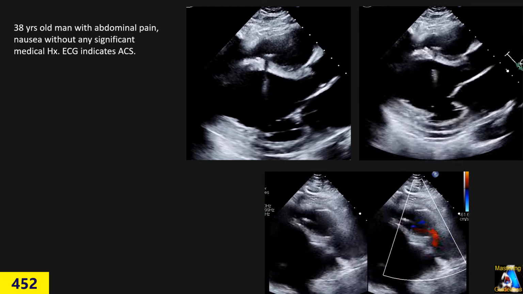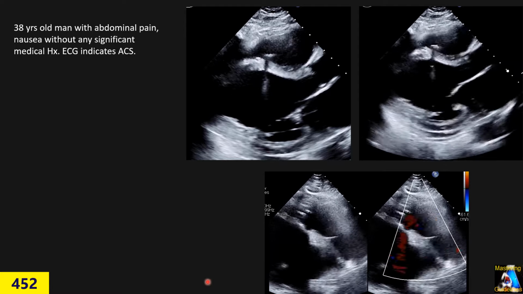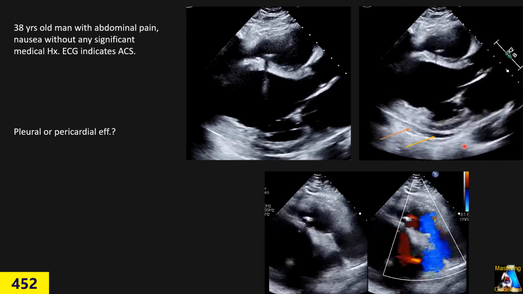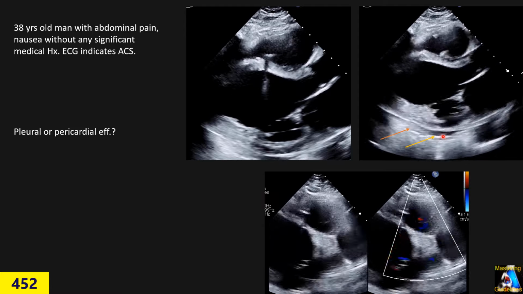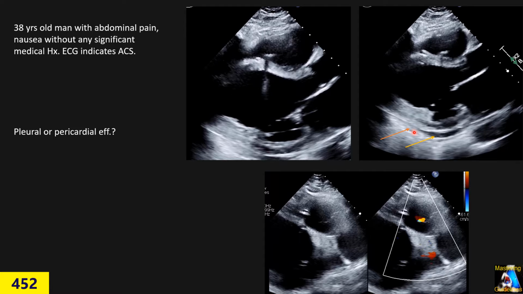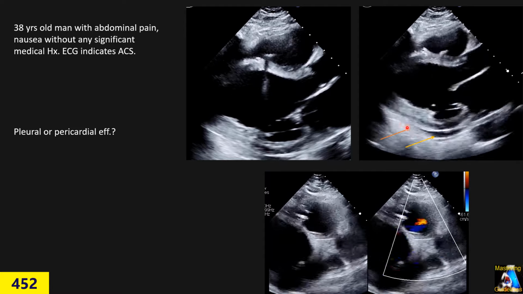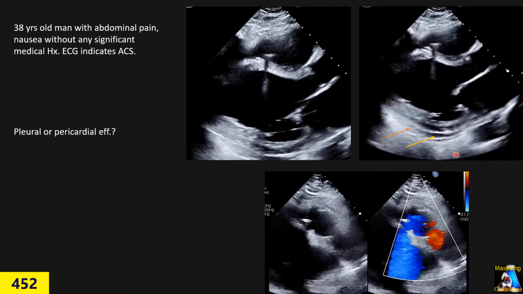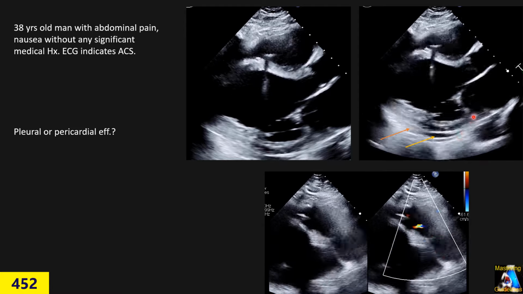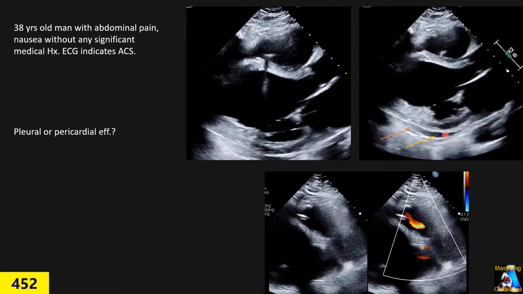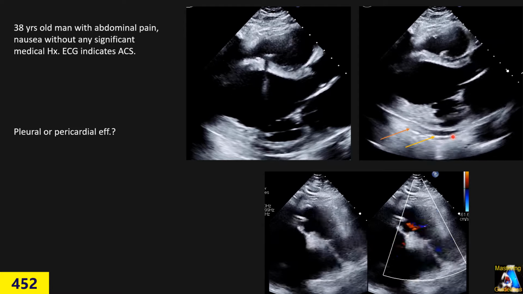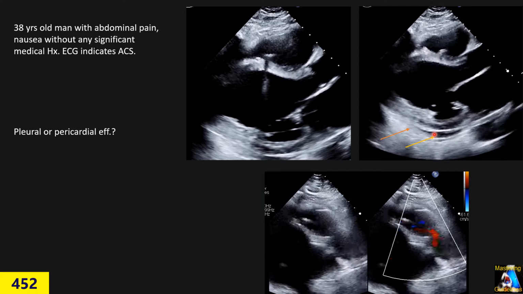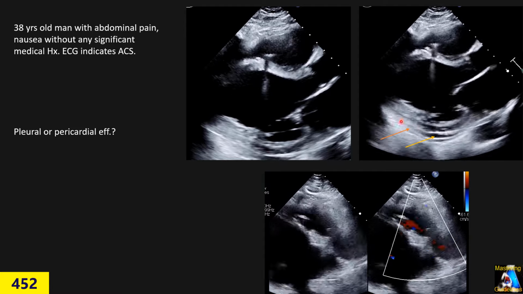First, as you can see here on the clips, we have one anechoic structure and one hyperechoic structure here, anechoic and hyperechoic. First of all, this patient has pericardial effusion, although is this area pericardial effusion, pleural effusion, or what? And second, what is this structure?